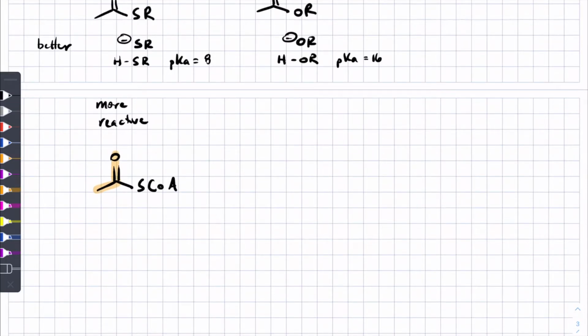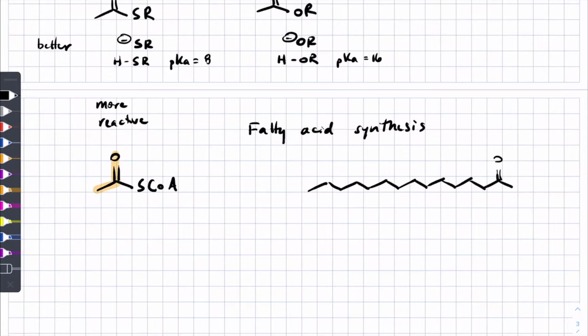So what does nature do? Well, first, what we're talking about is going to be in the context of fatty acid synthesis. And so what is a fatty acid? Well, it's a carboxylic acid that has a long chain of hydrocarbons. And interestingly enough, those come in 2 carbon units.